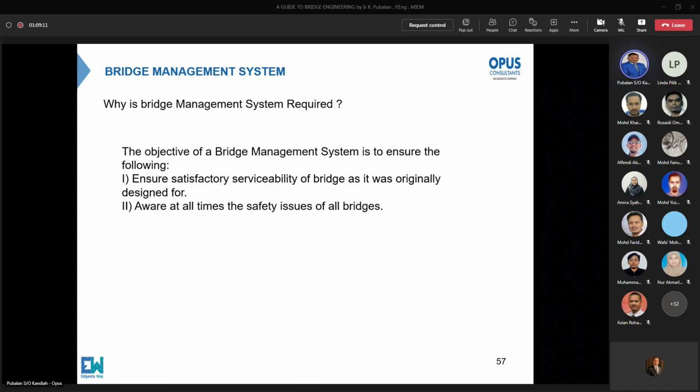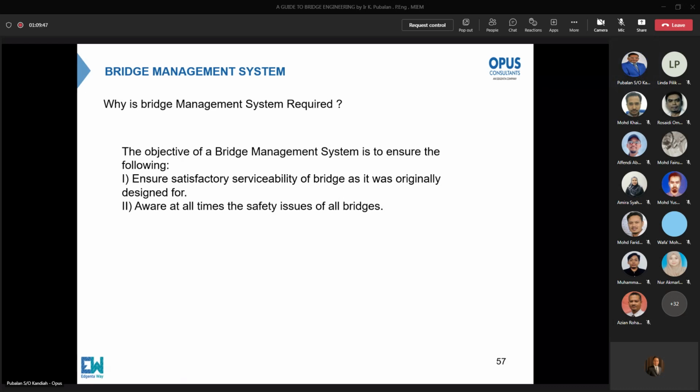Okay, now we look at bridge management system. Like what I said, for bridge engineering, the first part was in terms of the type of crossing, whether you want to use a T-trunk or a beam, or a box girder, and so on. The second part was in terms of loadings, what kind of loadings you want to consider. And the third part was in terms of parapet and so on. Now we look at bridge management system.